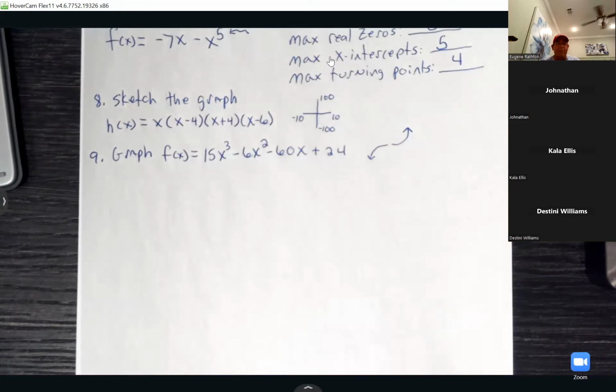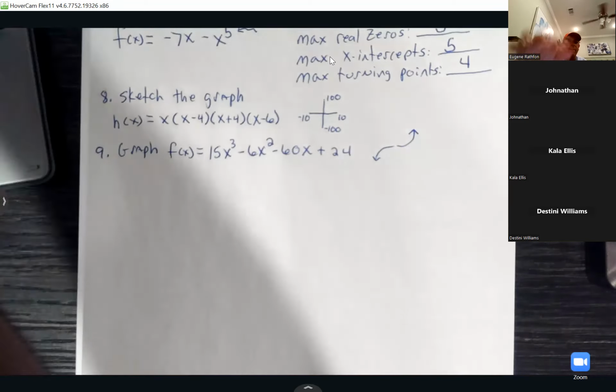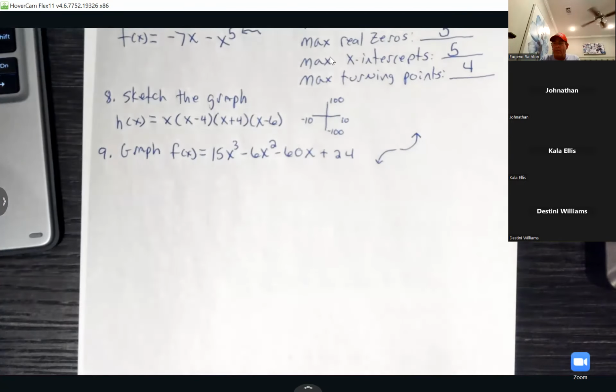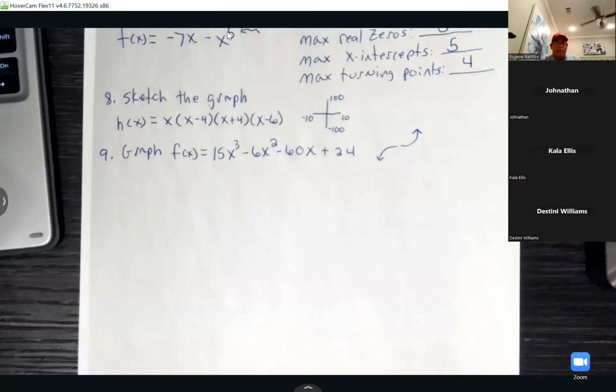Oh, my cursor keeps freezing on me. I think it's my... All right, I got it back.